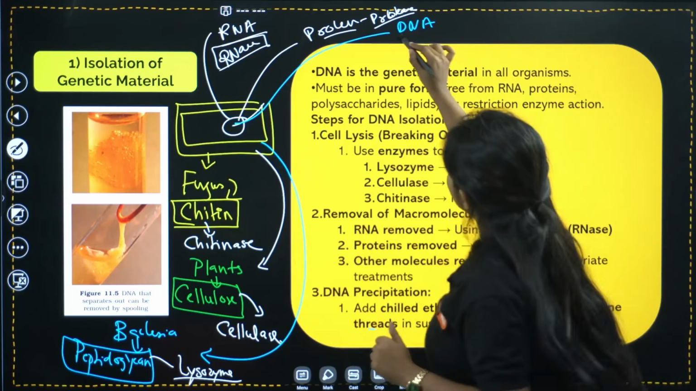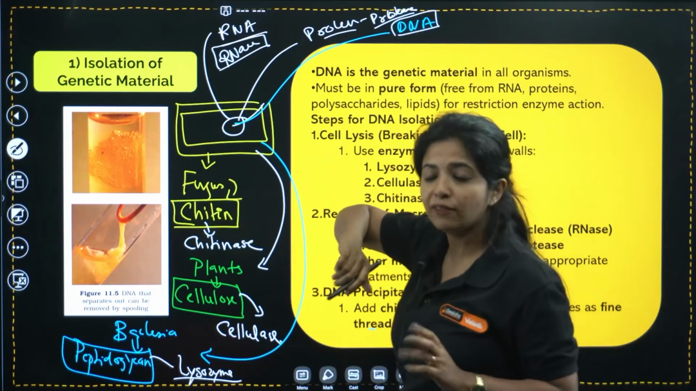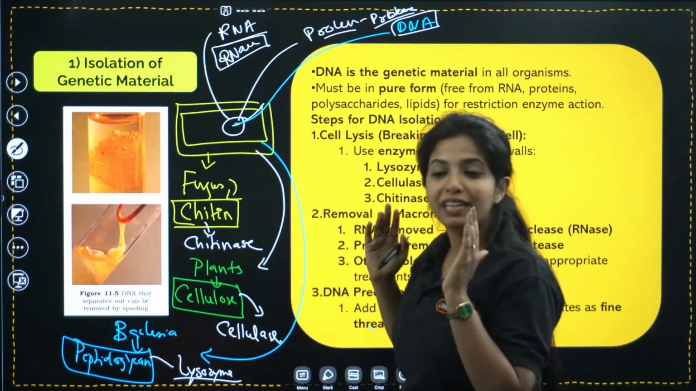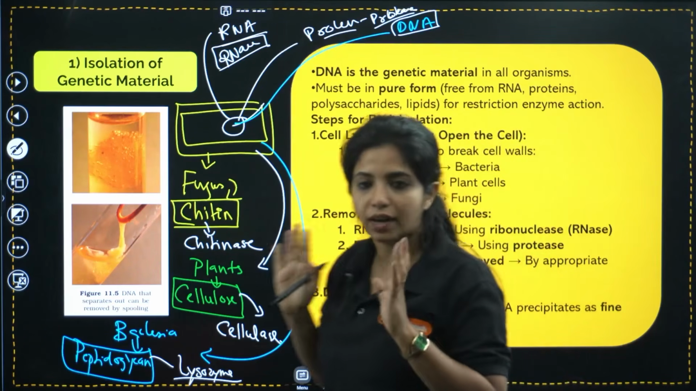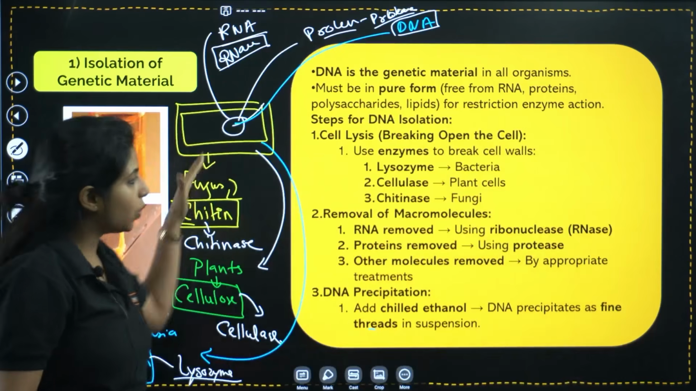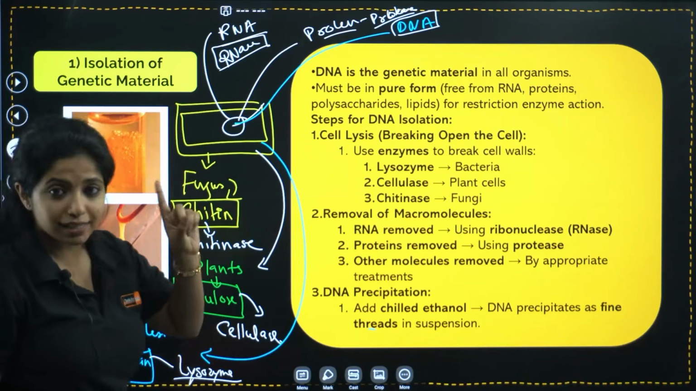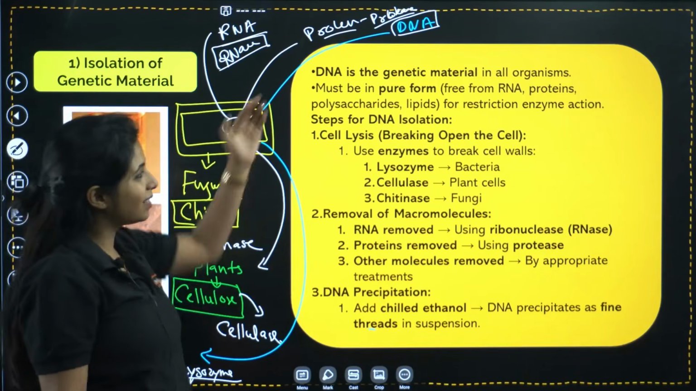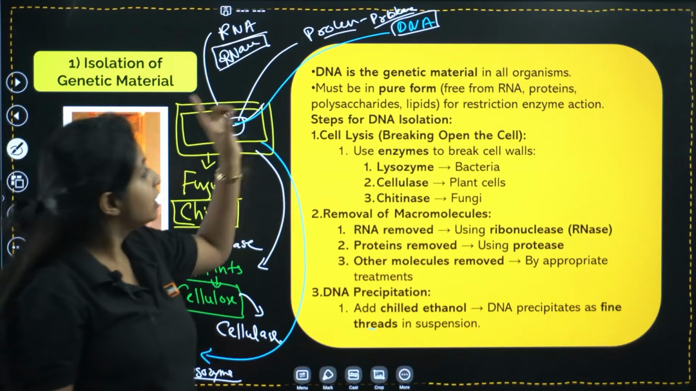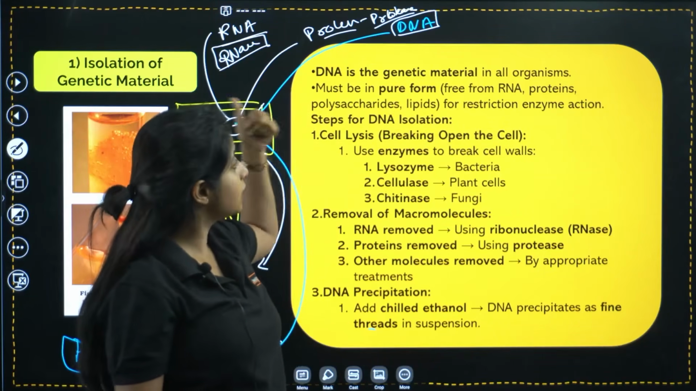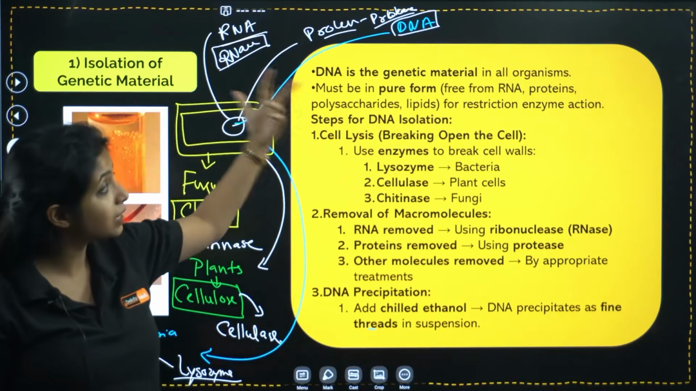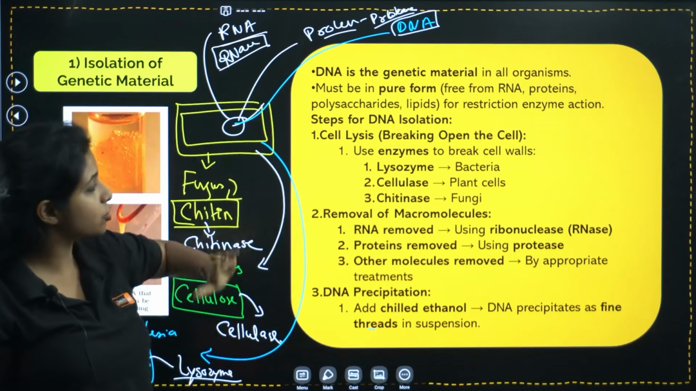What about the DNA? Do you want to cleave it? No. Which is why you do not need any enzyme for cleaving the DNA. Just remember, RNase and protease are required here. So the first thing is isolation of the genetic material, and this is how you do it. DNA genetic material must be in pure form, free from RNA, proteins, polysaccharides as well as lipids, for restriction enzyme action to happen.